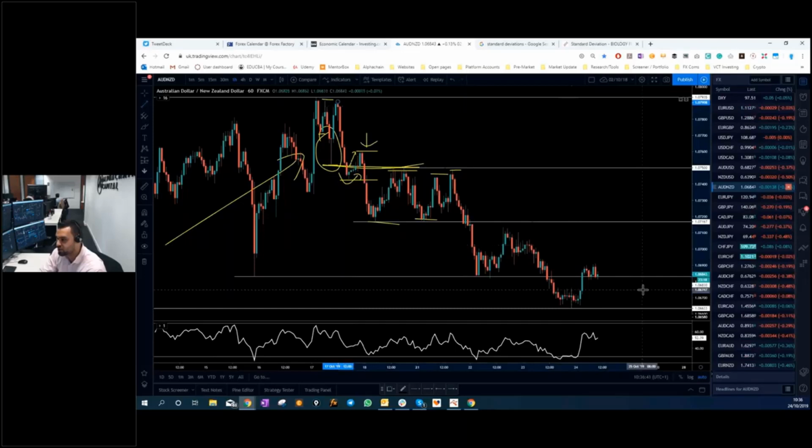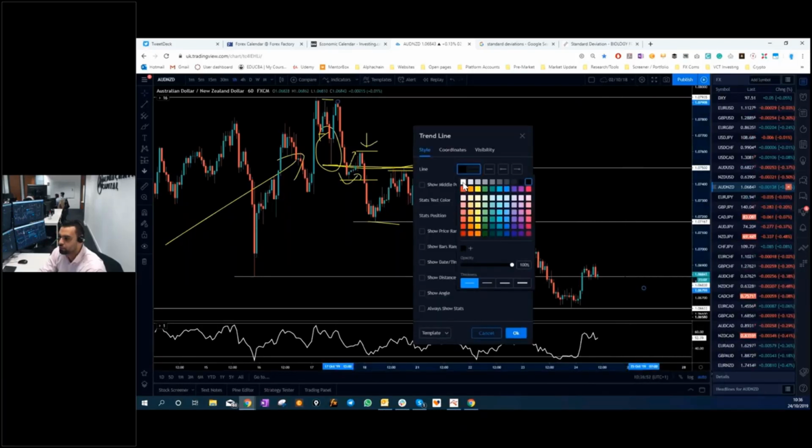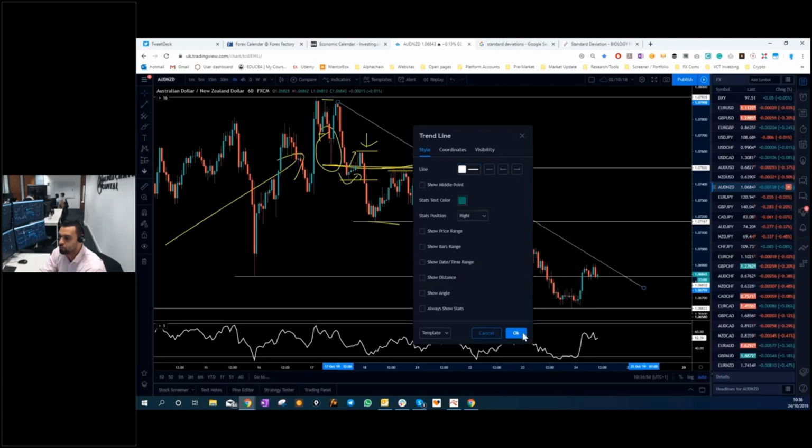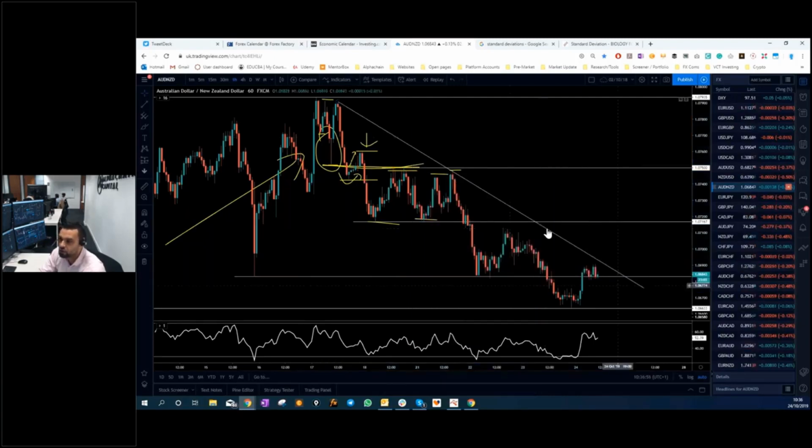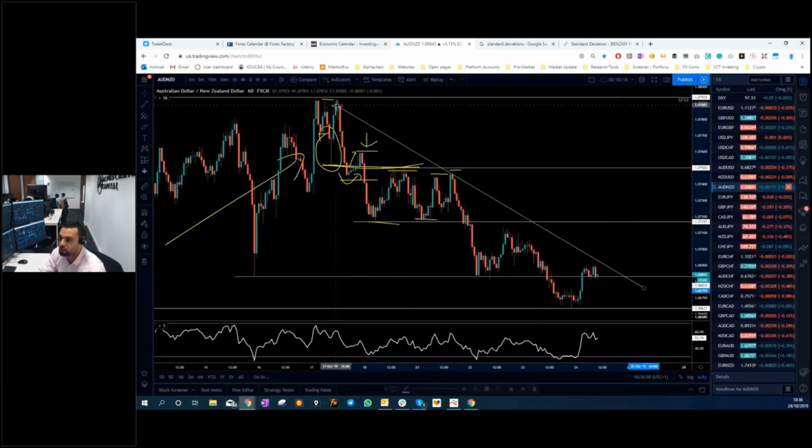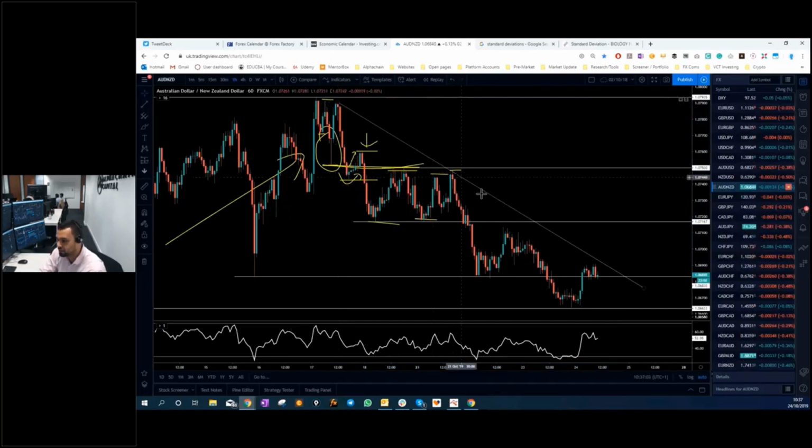Now I can't even see this line, so let me just adjust this line. To apply the trend line, remember, apply from one high, take it to the next high, and extend the line. So this area here didn't really come back to respect this region. It didn't actually respect the resistance level. So the sellers are gaining some momentum there. Do remember that.